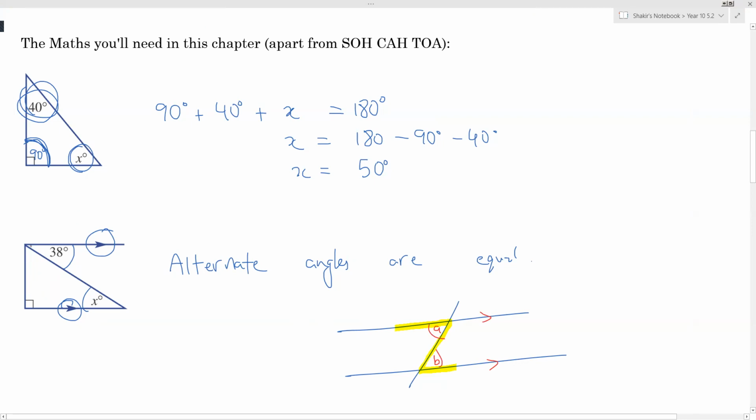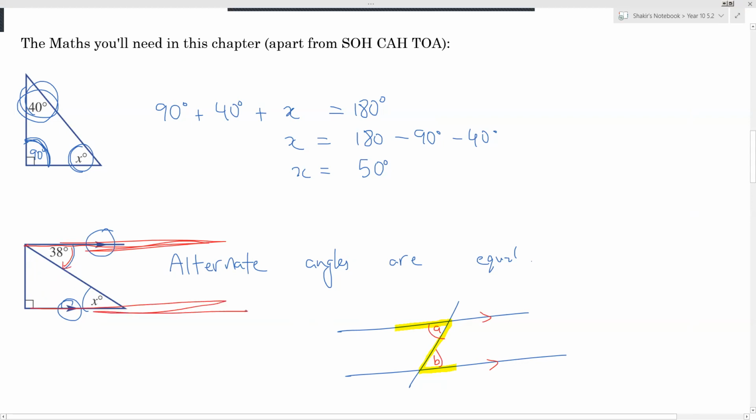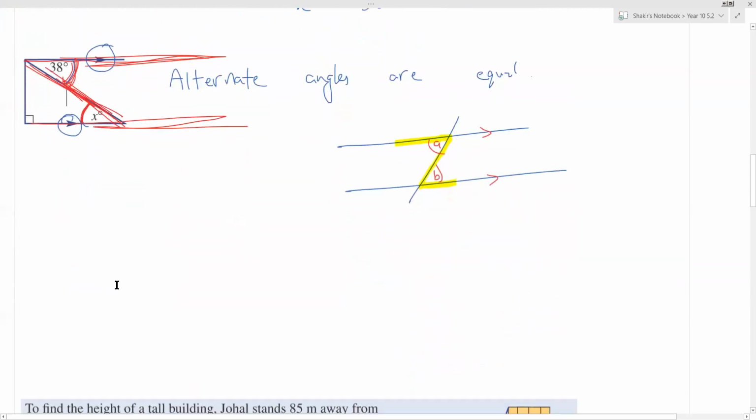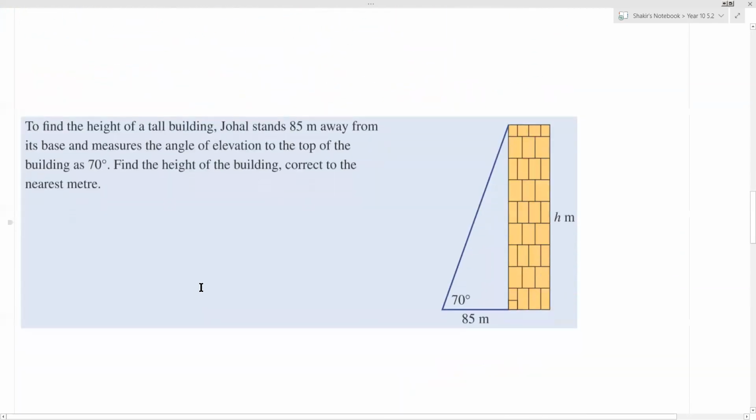The idea here is if you have an angle of depression, that's a horizon, and this is the ground, then if you draw that line there, this and this are going to be equal. Just keep that in mind. We'll be able to use that somewhere. Okay, so let's get started.